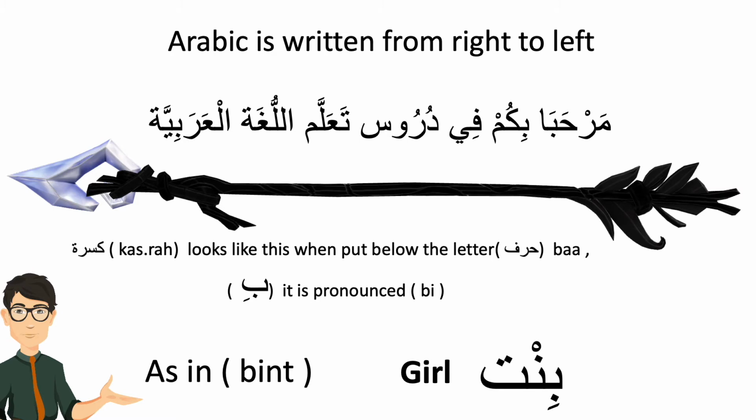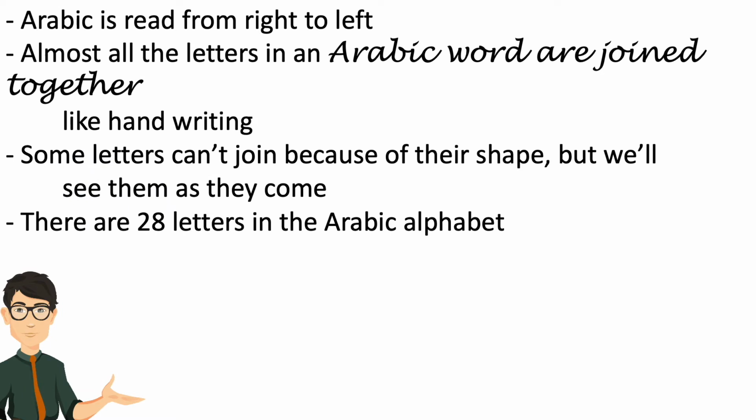So now we already know that Arabic is written from right to left. So we read Arabic from right to left. At the beginning, this is going to be a little bit challenging for us to switch all the way around to start reading and writing from right to left. But that challenge is one of the beauties of learning a new language. Almost all the letters in an Arabic word are actually joined together, just like handwritten English words. But in Arabic, all the words are always handwritten. Even if you type them, they look like handwriting.